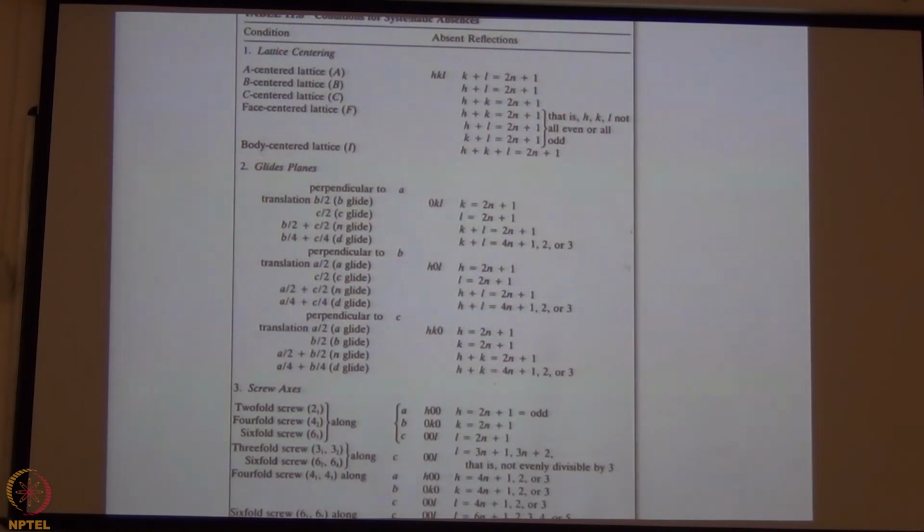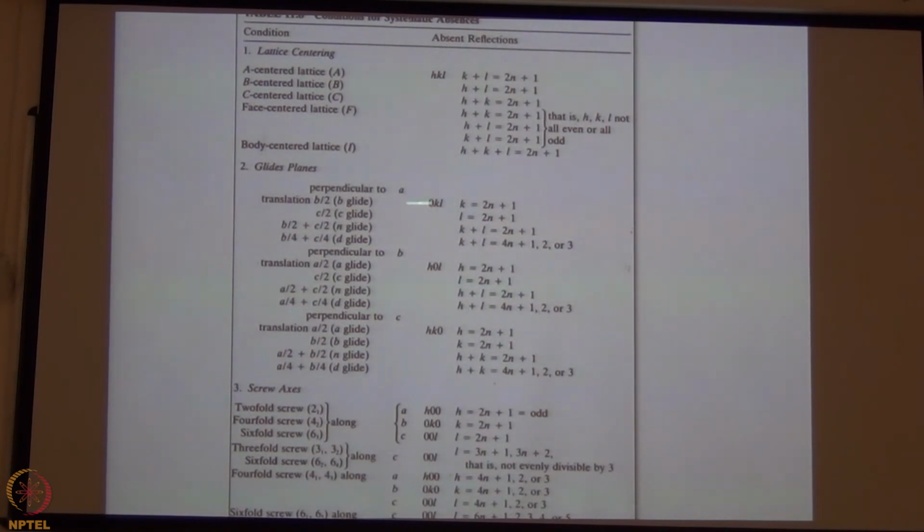Now somebody said glide planes. What does a glide plane do? It is a reflection followed by translation. Translation is along one axis, reflection is perpendicular to the plane. So now if I think that a glide plane is perpendicular to A, immediately that index becomes 0. Any glide which is perpendicular to A, the reflections which are having 0KL set of reflections will suffer.